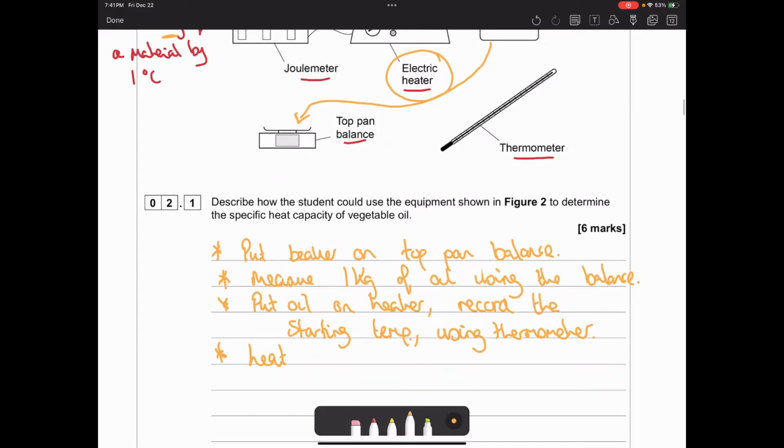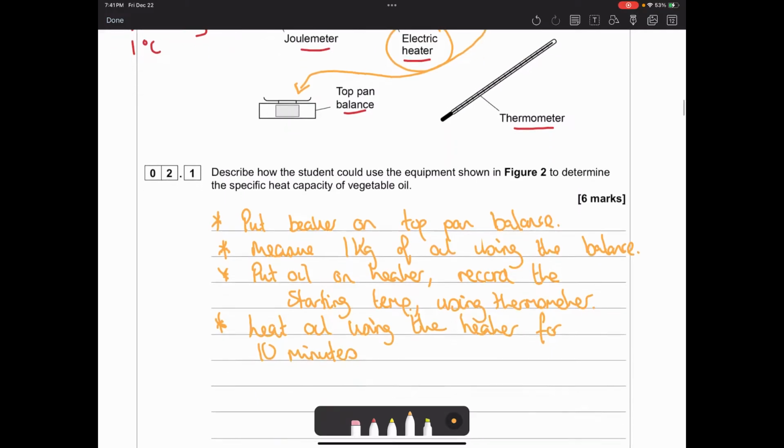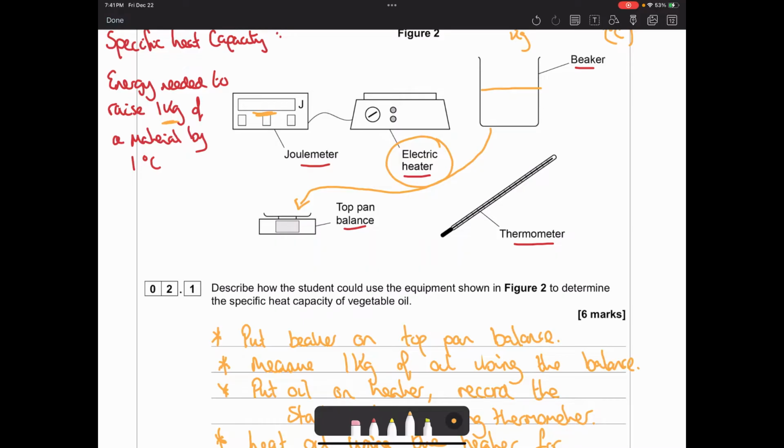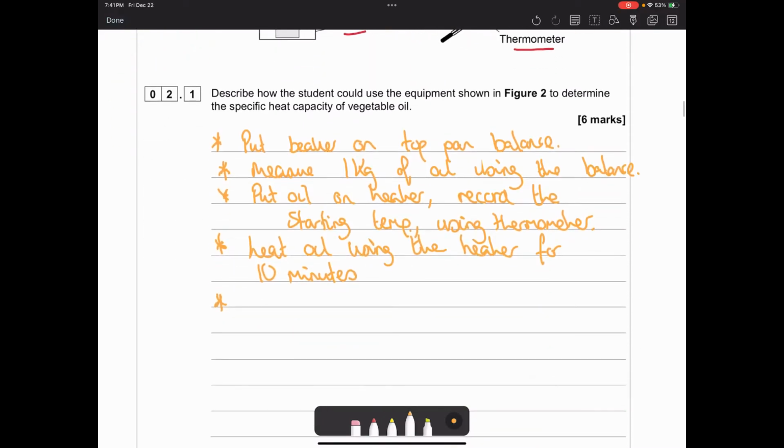You then heat the oil using the heater for a length of time. Doesn't matter how long, but normally about 10 minutes is a good range to do. So heat the oil using the heater for 10 minutes. Okay, then after you've heated it for 10 minutes, you are going to record the joule meter reading, so the amount of energy that's gone into the heater, and the new temperature of your oil.